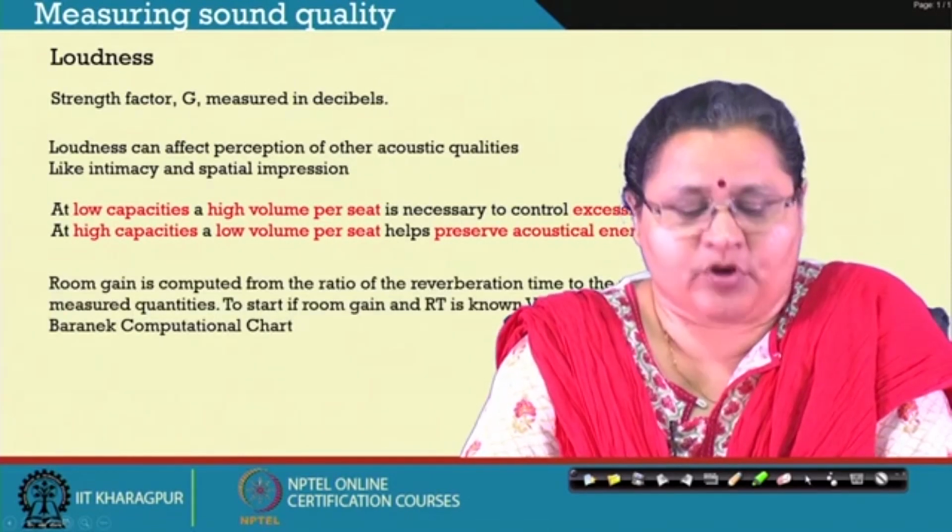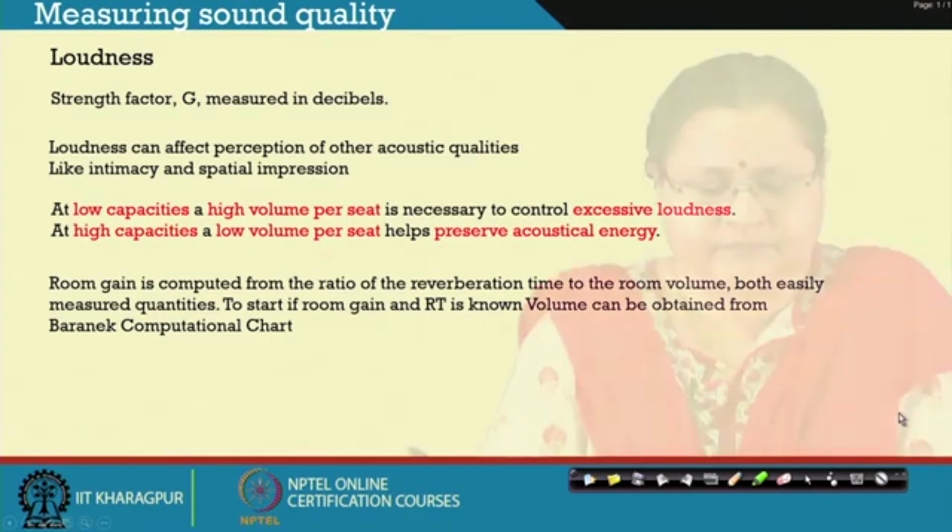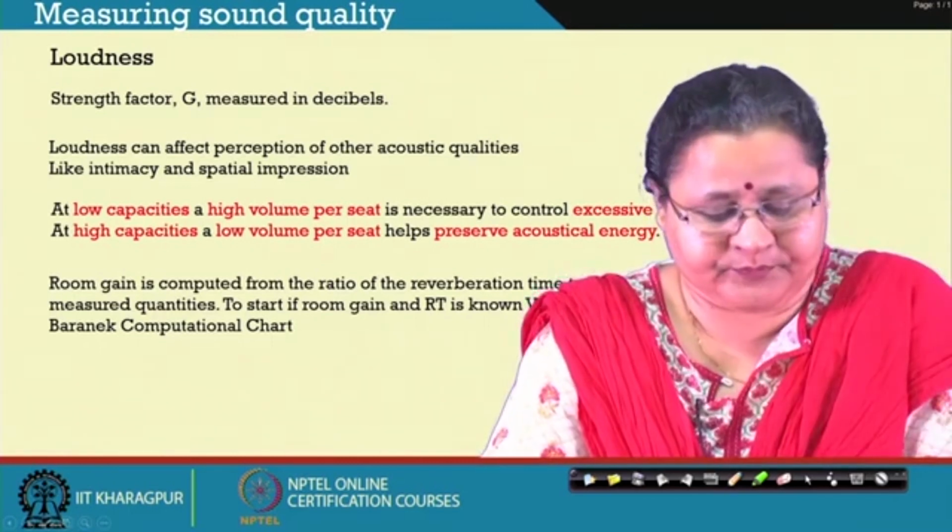Room gain is computed from the ratio of the reverberation time and the room volume, both easily measured quantities, and the Beranek computational chart has been provided in the next slide, which is adapted from Beranek's graph, and it has been given to you as a helpful measure to start with the initial volume if you can have a targeted gain, that is the room gain.